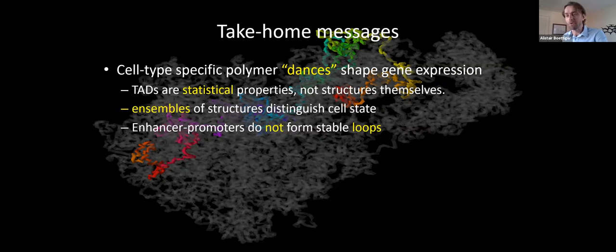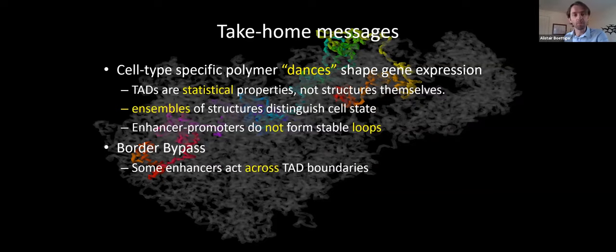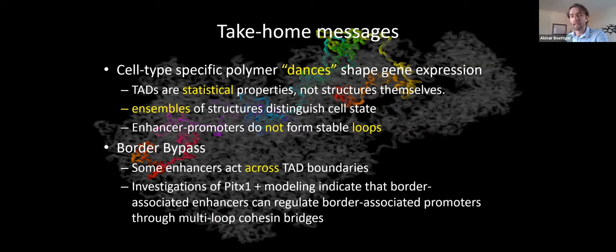That enhancers and promoters do not form stable loops. And we think this is true actually in both parts. These are highly dynamic structures. But in the context of the border bypass, some enhancers do act across TAD boundaries, and at least in the investigations of PIDX1, combined with our modeling, it suggests that the border-associated enhancers and promoters are more likely to hop borders.